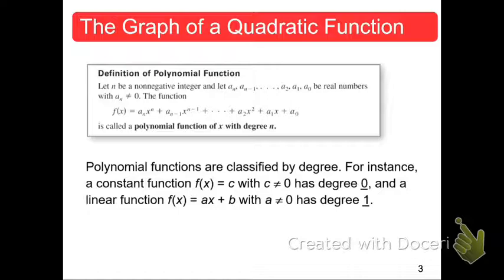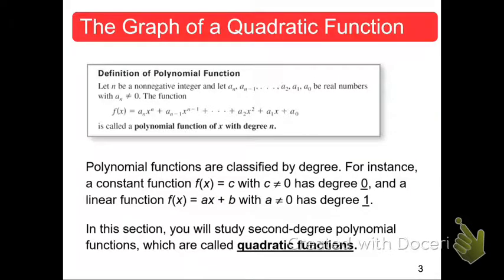Keep in mind the constant function has a degree of 0. If we recall, f of x is equal to c, we can think of this as c times x to the 0, because anything to the 0 power is 1. So that's c times 1, which is just c. So we say it has a degree of 0. Whereas the linear function has a degree of 1. The highest degree is 1.